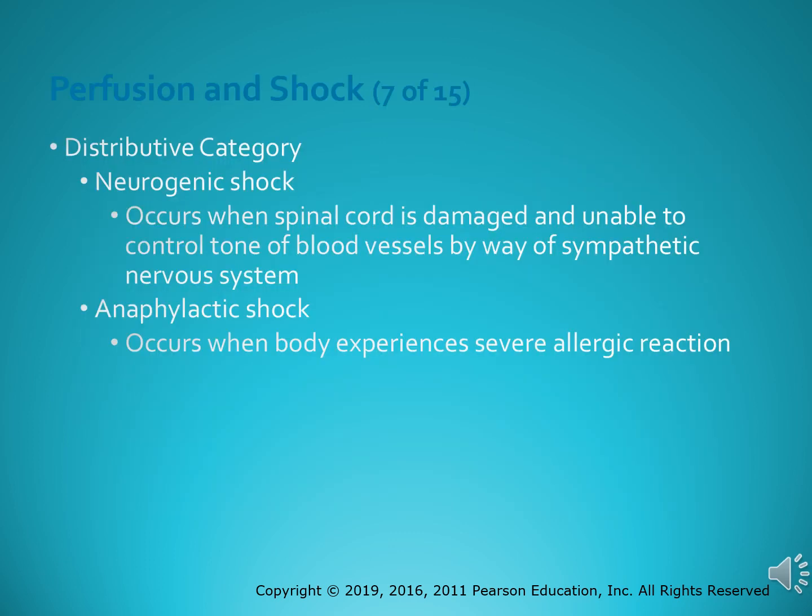Okay, the next two that we're going to talk about are neurogenic shock and anaphylactic shock. Neurogenic shock is a form of distributive shock, which is caused when the spinal cord is damaged and is unable to control the tone, or the size, of the blood vessels by way of the sympathetic nervous system. So the vessels are allowed to dilate uncontrollably, and the dilation of the blood vessels causes an increase in the space within the circulatory system, which in turn causes a drop in blood pressure, resulting in inadequate perfusion and shock.